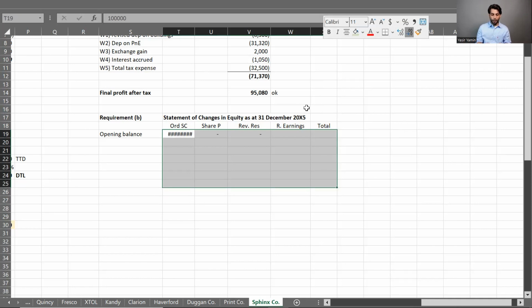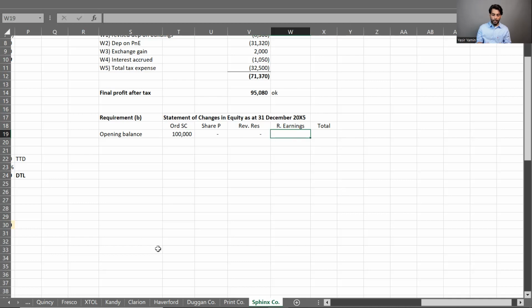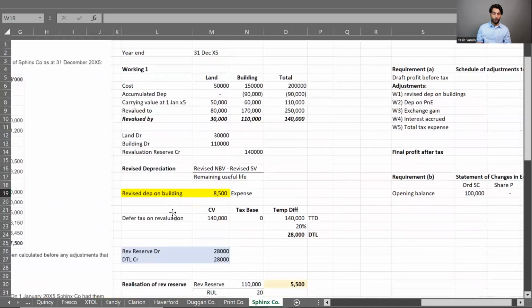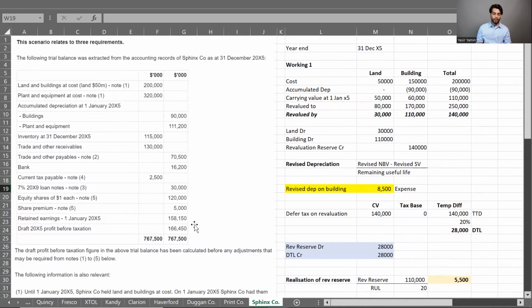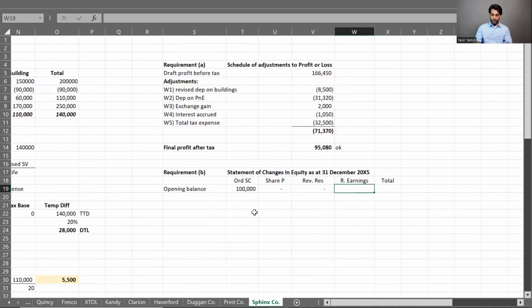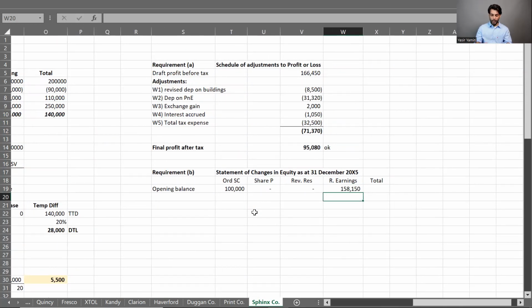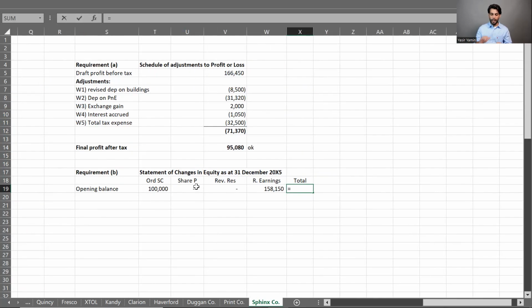Retained earnings, we can see it from the question. Opening retained earnings is 158,150. So once we have seen this, we'll put 158,150 with the total. Just see what I'm doing: is equal to SUM, select all the cells, and there you have it, an opening balance total of 258,150. Done? All good? Then you start putting up transactions during the year.